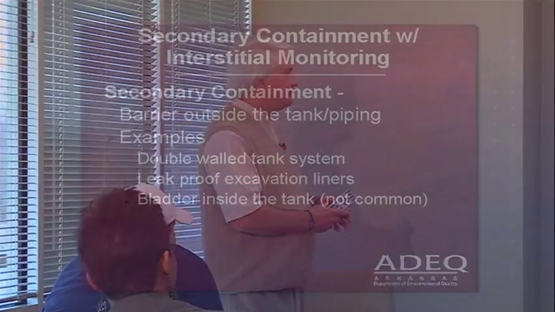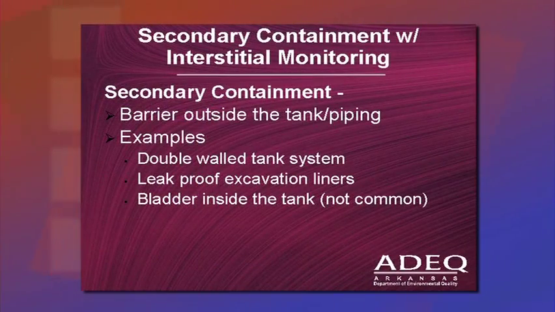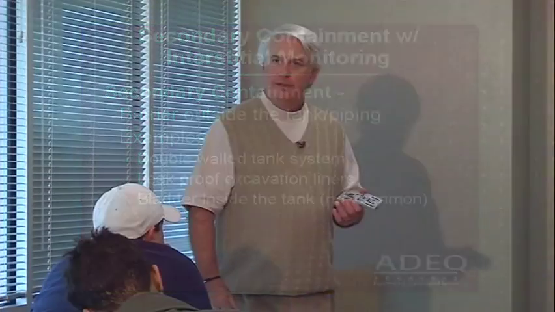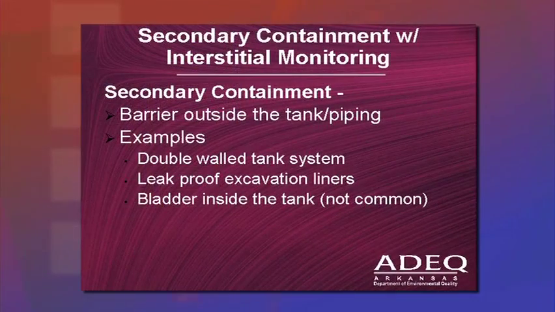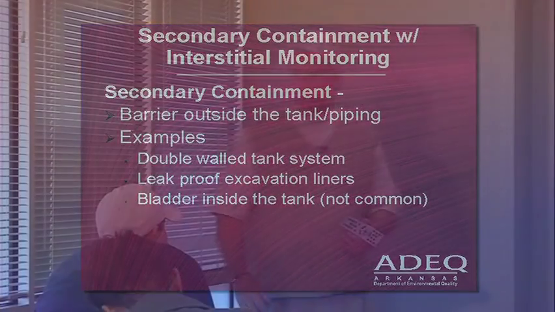So you can have a barrier outside the tank or piping, and some examples would be a double-walled tank system. That's what we're talking about. The jacketed steel tank is a double-walled, well, it actually has a jacket. Instead of being a tank within a tank, there's a jacket on the outside of that tank, but it has a form of secondary containment. Or you can have, like what we talked about earlier, this bladder inside the tank, which is not all that common anymore. It's like an internal lining of the tank.